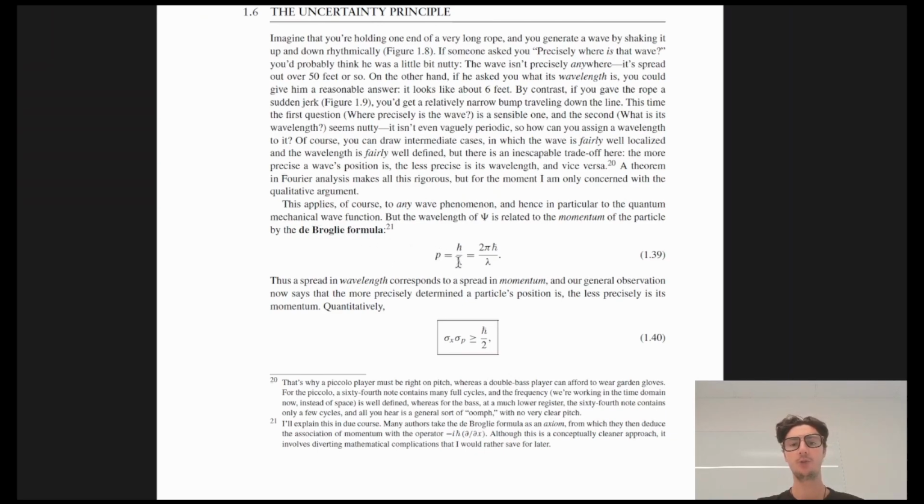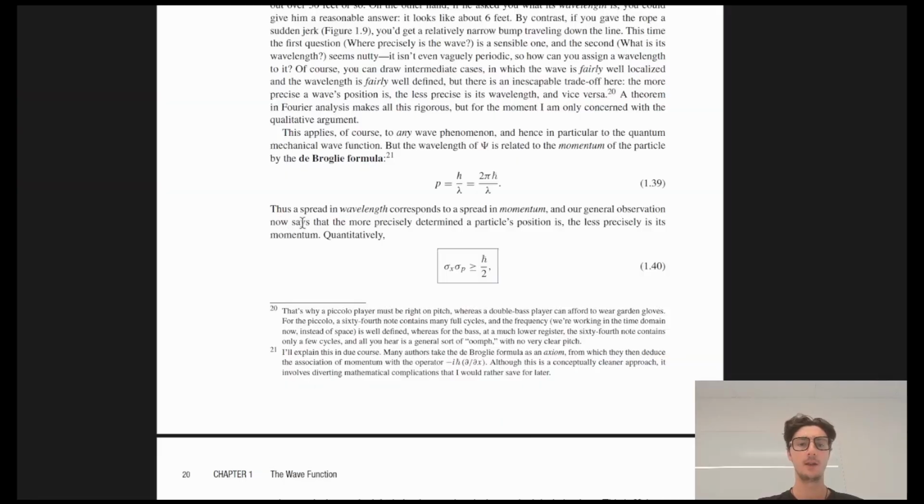p is equal to h, Planck's constant, divided by lambda, the wavelength, or it's equal to 2 pi h bar, the reduced Planck constant, over lambda, the wavelength. Thus, a spread in wavelength corresponds to a spread in momentum, and our general observation now says that the more precisely determined a particle's position is, the less precisely its momentum.